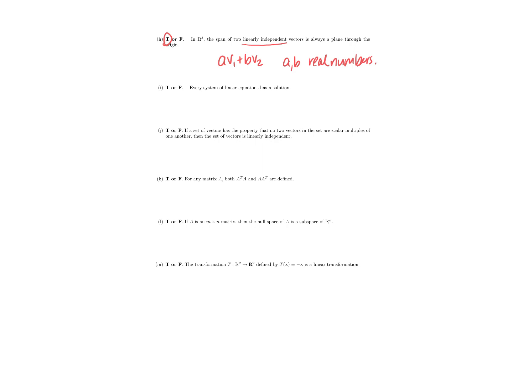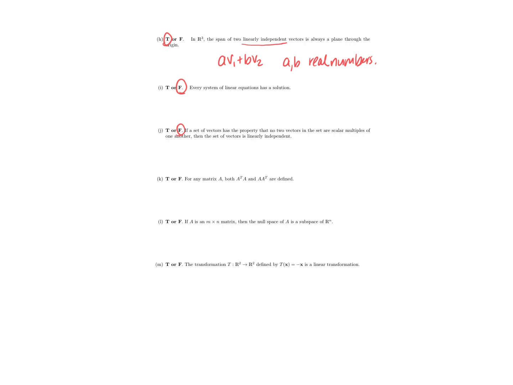Every system of linear equations has a solution. That's false. We've seen systems of linear equations with no solution. If a set of vectors has the property that no two vectors in the set are scalar multiples of one another, then the set is linearly independent. That's false. So you could have a set where two of the vectors add to make the other one. So it's not just about being not scalar multiples.